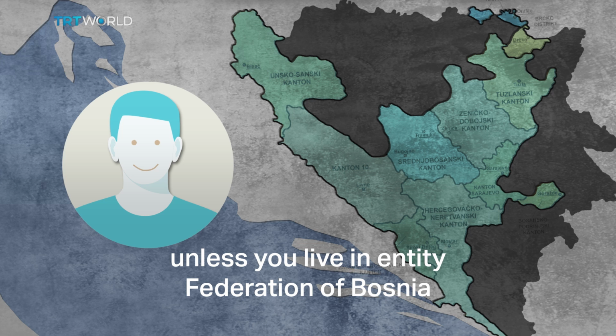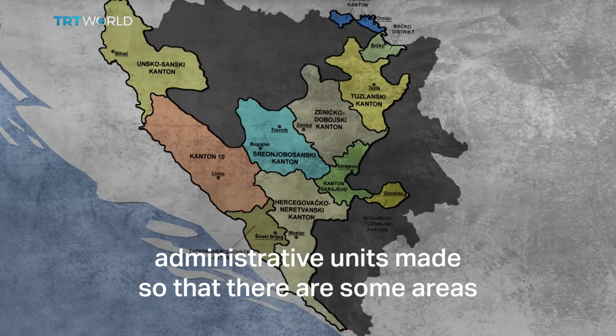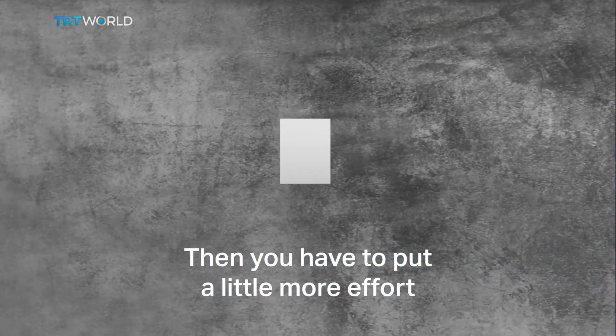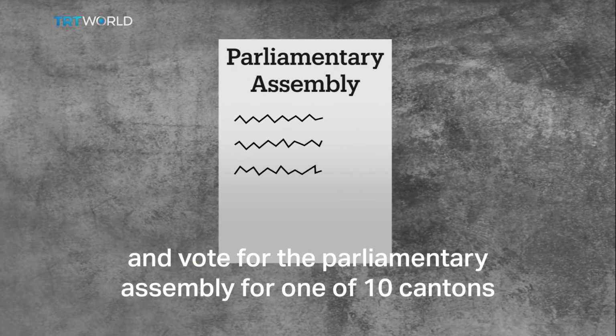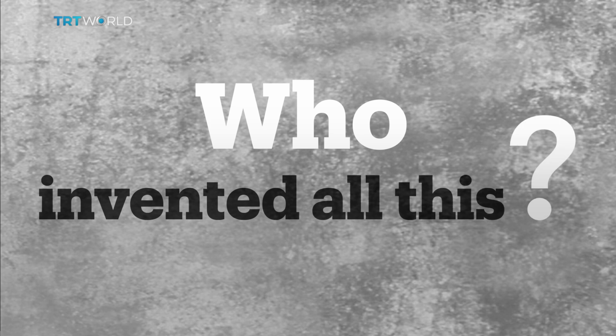Unless you live in entity Federation of Bosnia and Herzegovina that has cantons, administrative units made so that there are some areas where Croats and Bosniaks are a majority. Then you have to put a little more effort and vote for the Parliamentary Assembly for one of the 10 cantons you live in.